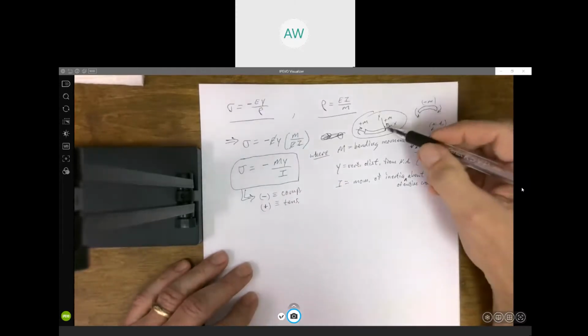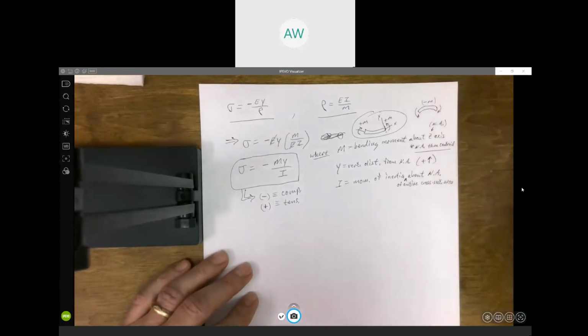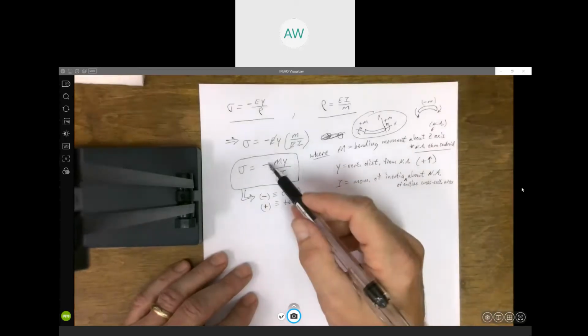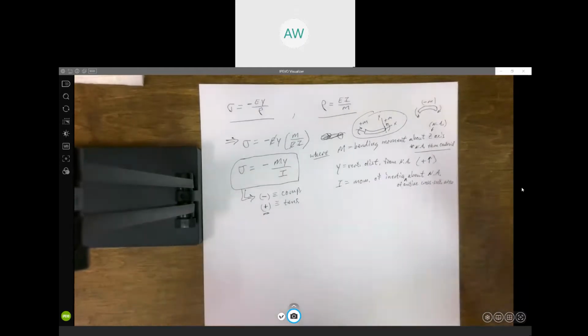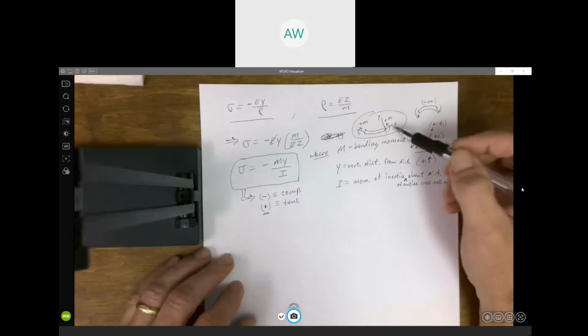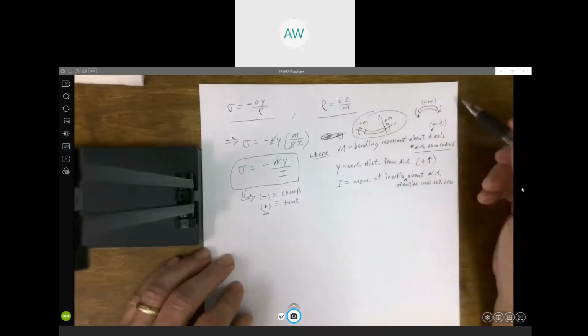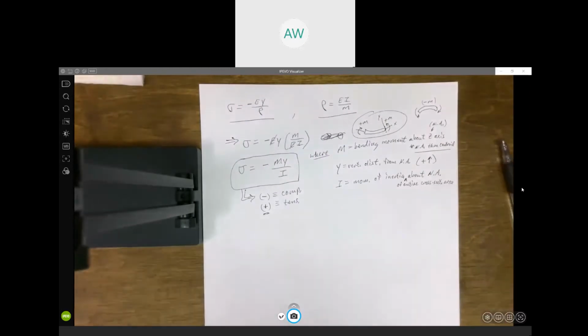Because if we have a positive moment and y is negative, that means we're below our neutral axis. That's in tension. Y is negative, times the negative sign, you get positive. So if you use the proper orientation of your coordinate system and use this as a positive moment and this as a negative moment, the signs from this formula will correspond to tension and compression. Positive tension, negative compression. All right.